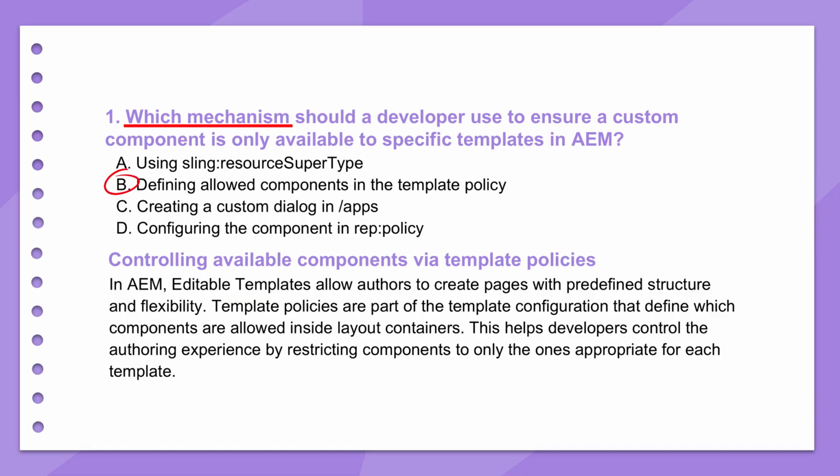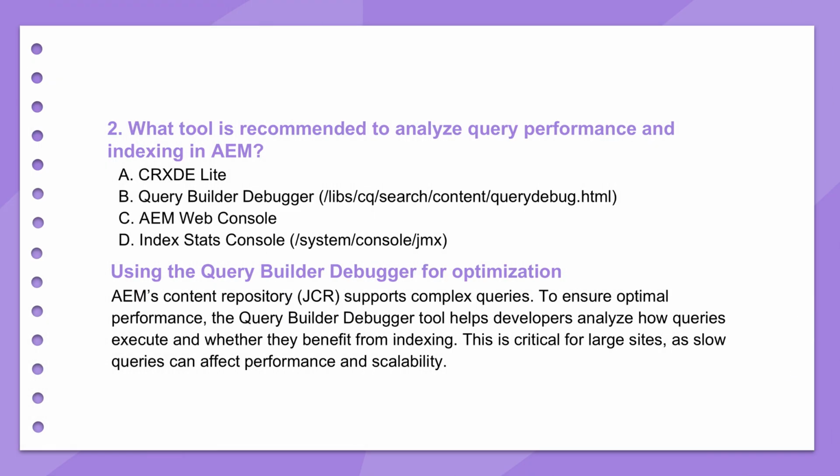All right, next up, let's talk performance, keeping our AEM instances running nice and fast. Okay, question 2 dives into performance analysis. What tool is recommended to analyze query performance and indexing in AEM? And the correct answer here is B, the Query Builder Debugger. You find it at libs/cq/search/content/querydebug.html. The Query Builder Debugger.